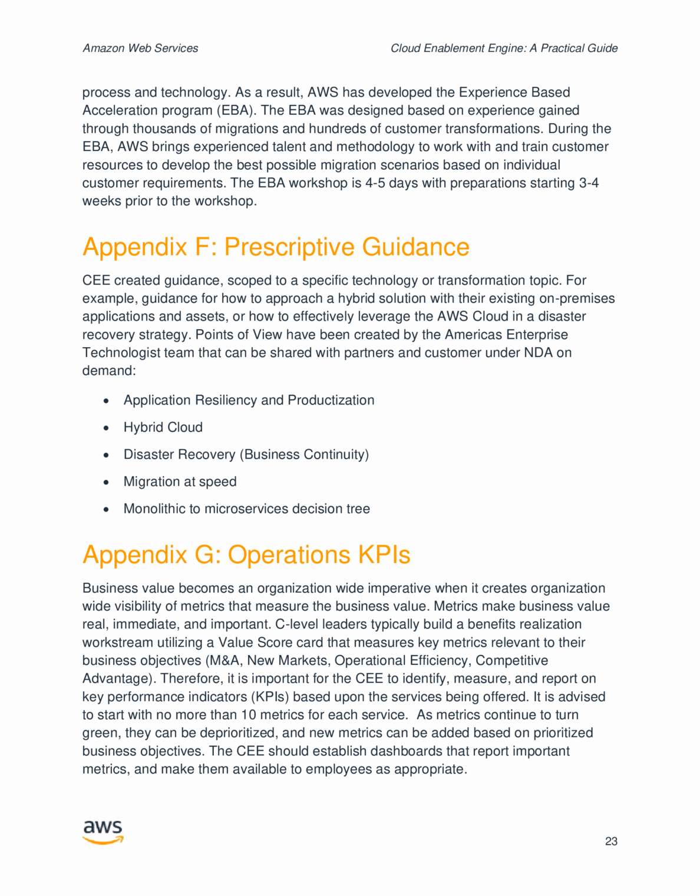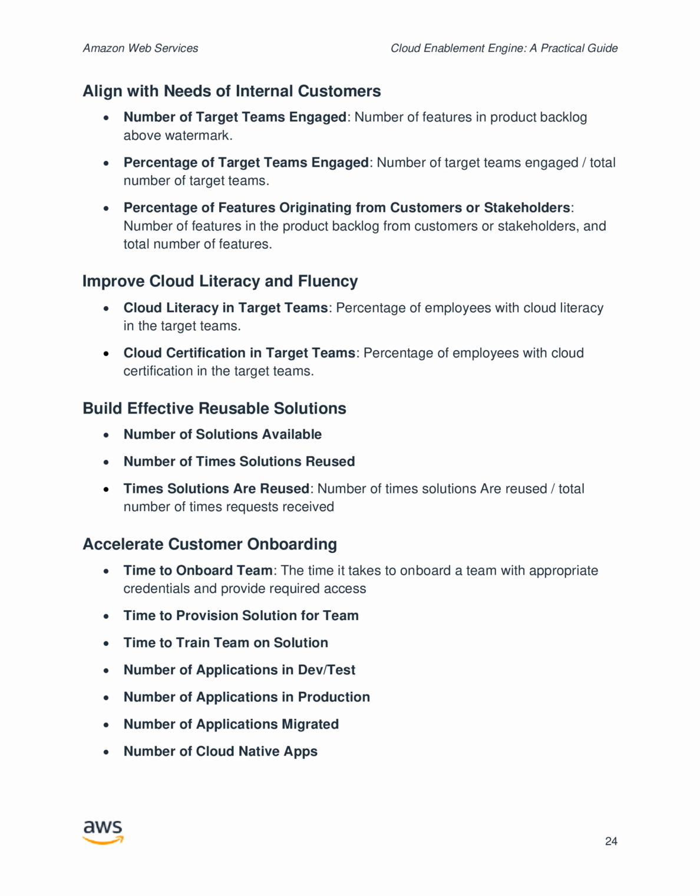Therefore, it is important for the CCoE to identify, measure, and report on key performance indicators, KPIs, based upon the services being offered. It is advised to start with no more than 10 metrics for each service. As metrics continue to turn green, they can be deprioritized, and new metrics can be added based on prioritized business objectives. The CCoE should establish dashboards that report important metrics, and make them available to employees as appropriate. Align with needs of internal customers.